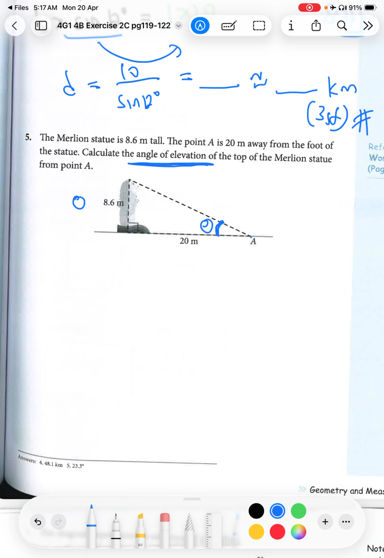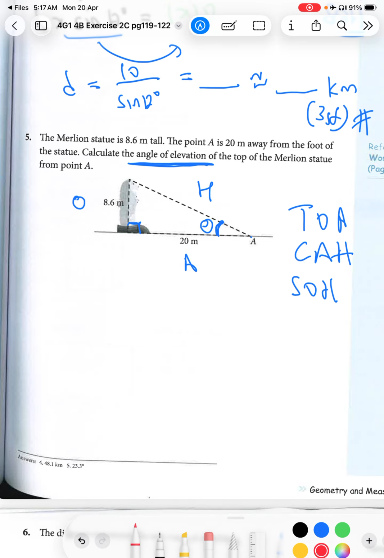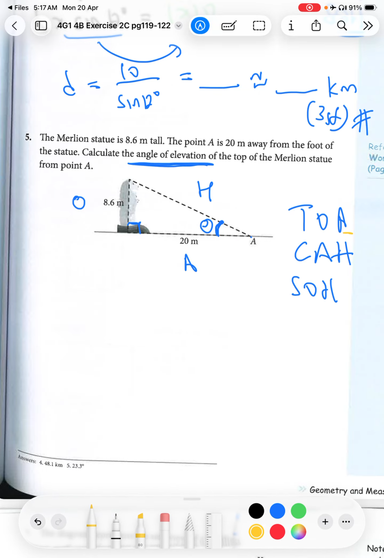From the angle, this is O. This is the 90 degrees. This is H. But A is here. So the only values I have are O and A. TOA, CAH, SOH. The only ones I have are O and A, so I have to use tangent.